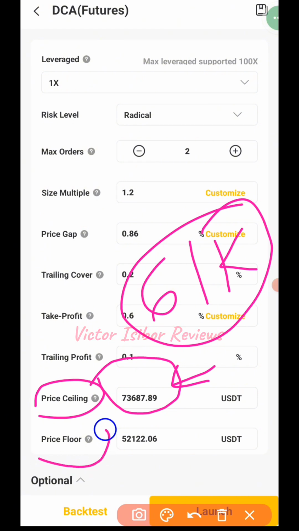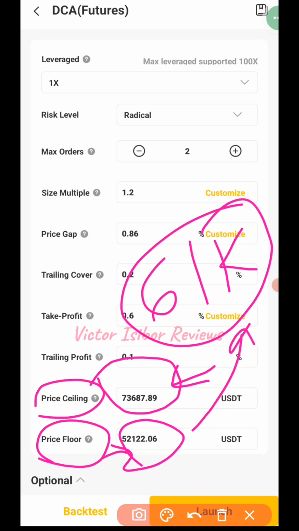Now the price floor. The price floor is at 52,122, which is lower than Bitcoin. Just the way you are taller than the floor of your house, no matter how short you are, you are still taller than the floor of the house. You are not buried inside, so you are taller. Now, these are the predictions of the bot for this particular trade, vis-a-vis your capital.